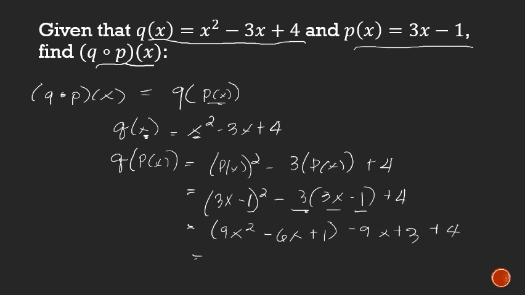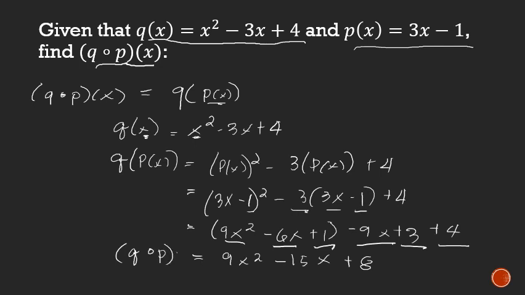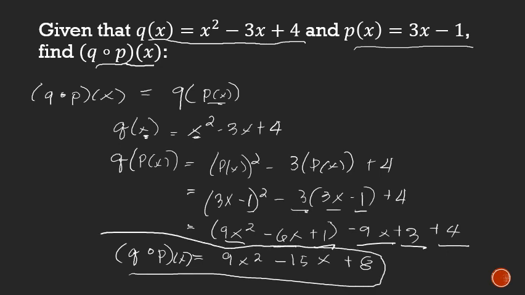Then combining like terms, 9x squared. Then negative 6x minus 9x is negative 15x. Positive 1 plus 3 is 4 plus 4 is positive 8. Therefore, the q circle p of x is equal to 9x squared minus 15x plus 8.